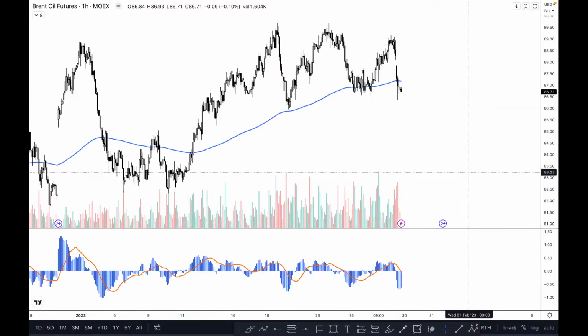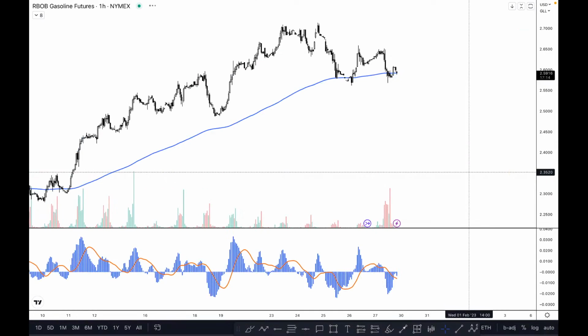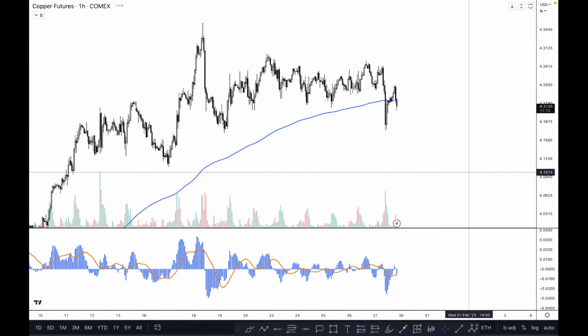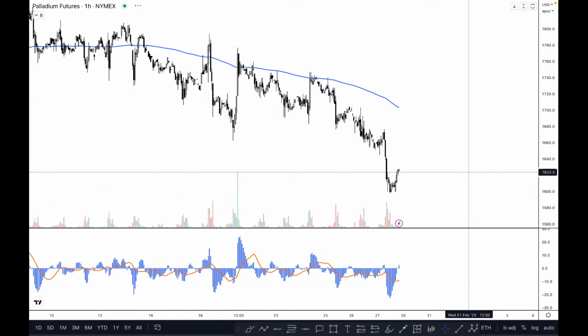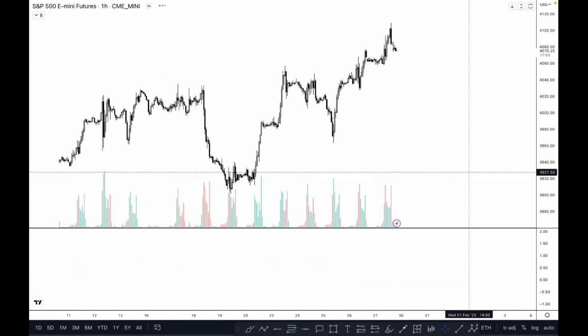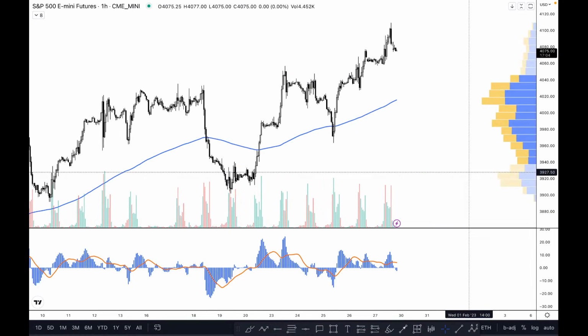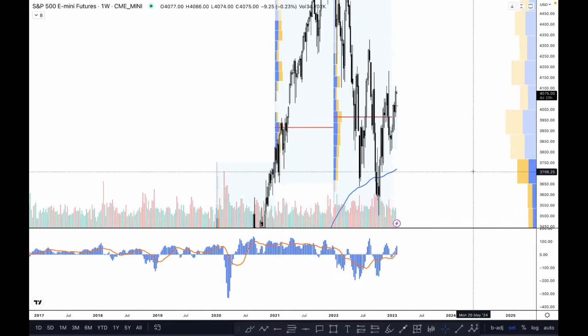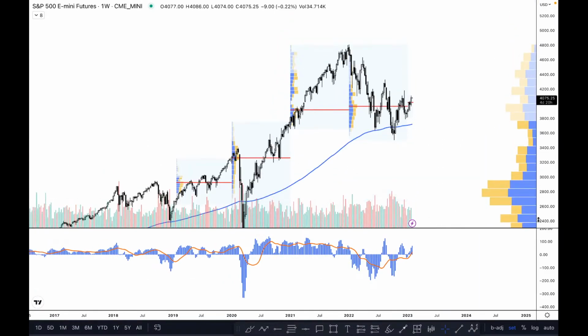Let's look at not these other oils and stuff. We don't care about that. Aluminum, copper, no. Where's the good stuff? Here we go, S&P. All right, let's do the weekly, and this is kind of interesting.